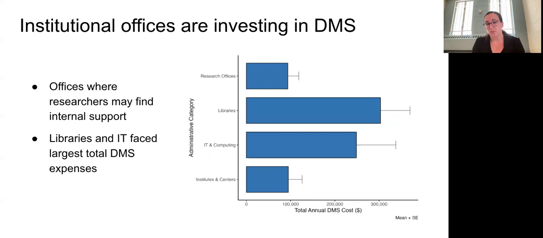And so as you can see from these bars, the libraries and IT had the largest total DMS expenses. And this makes a lot of sense. This is in line with other findings from Koger that were more forward-looking about where they think the biggest burden or increased cost is going to land. And libraries and IT were also two of the main groups who are going to be supporting a lot of the sharing and new requirements and new services that are going to be needed with future data sharing requirements.